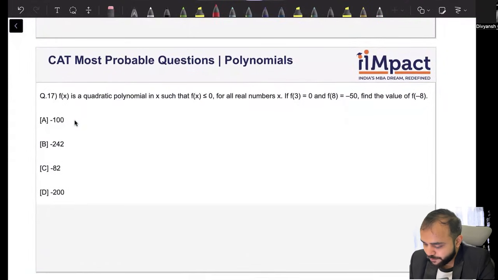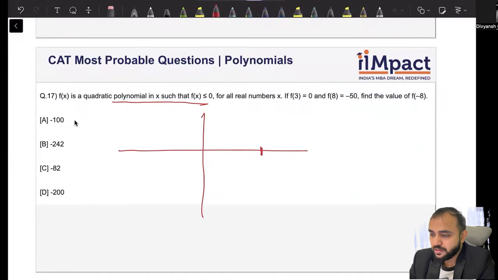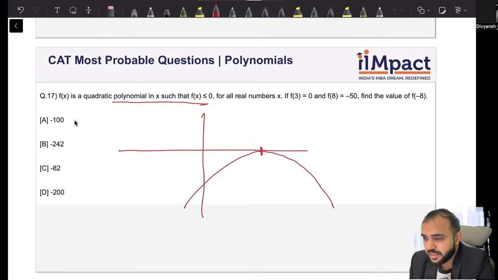Moving on. F of x is a quadratic polynomial in x such that f of x is less than or equal to 0 for all real numbers x. So it is going to be a downward facing graph, and one of the roots they have already given to me as f of 3. So 3 is one of the roots. So it's going to be something like this. Now f of 8 is minus 50, and I have to find the value of f of minus 8. So seems pretty straightforward, because I'm just touching the graph at 3.